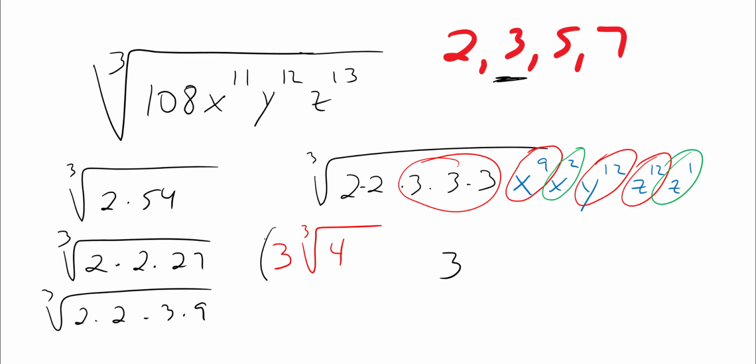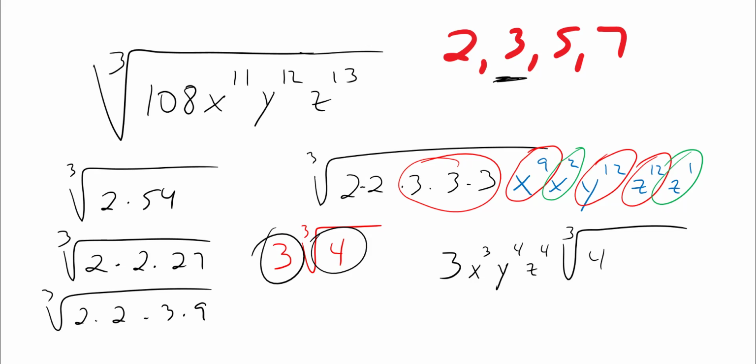It's 3, it's from here, right? 3. The cube root of x to the 9th, 9 divided by 3 is 3, so x to the 3rd. Y to the 12th, 12 divided by 3 is 4, so y to the 4th. And 12 divided by 3 is 4, so z to the 4th. Okay, and then here are the leftovers. Well, we already said 4 from this problem. X squared right here, and z to the 1.